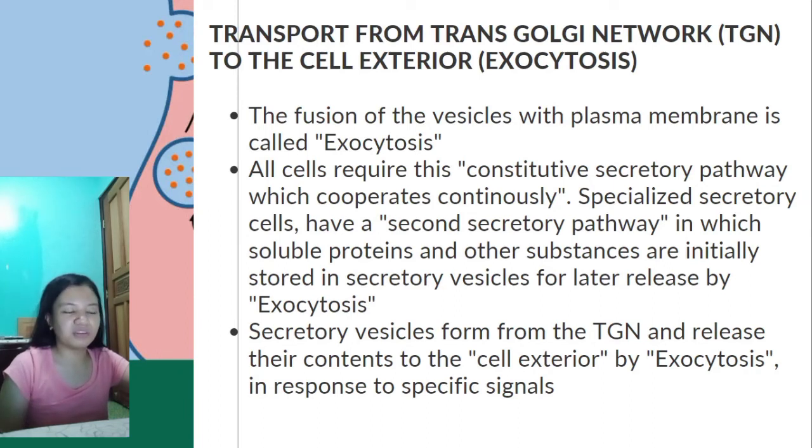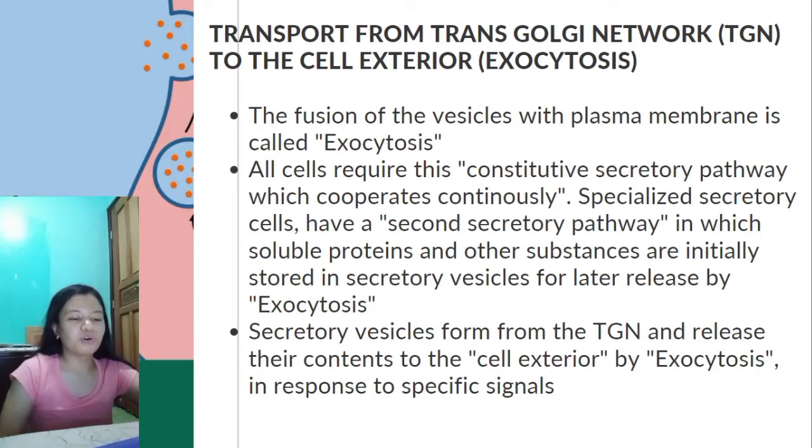So, specialized secretory cells, meron silang mga second secretory pathway in which yung mga soluble proteins and then yung mga other substances are initially stored in secretory vesicles, which is later on nire-release sila through exocytosis. So, yung mga cells that are specialized for secreting some of their products rapidly on-demand concentrate and store these products in secretory vesicles. Secretory vesicles form from the TGN, nabubuo sila sa TGN and then later on, nire-release sila yung content sa cell exterior by the means of exocytosis in response to specific signals.